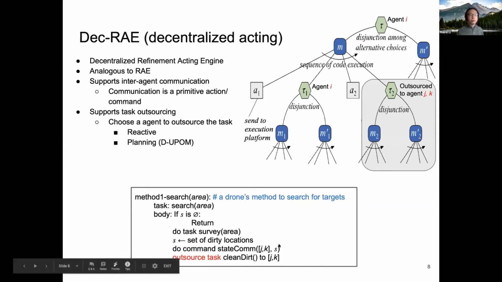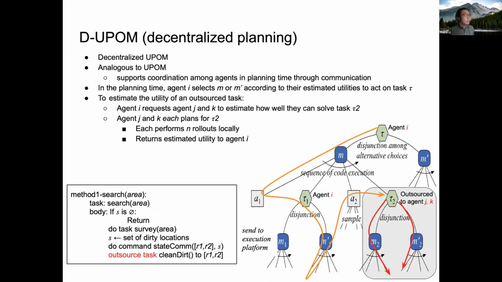But which one do we choose? Dec-RAE can choose them randomly, or it can ask a decentralized planner for suggestion, and the decentralized planner is D-UPOM. It's, again, analogous to UPOM, but it supports coordination among agents in the planning time through communication.